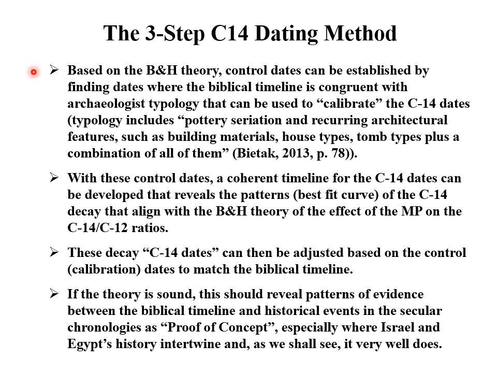Based on the B&H theory, control dates can be established by finding dates where the biblical timeline is congruent with the archaeologist's typology that can be used to calibrate the C14 dates. Typology includes pottery seriations and recurrent architectural features such as building materials, house types, tomb types, plus a combination of all of them. This is BTEC 2013, page 78. He was the archaeologist over Avaris, or Goshen, where the children of Israel were enslaved, right there at the delta of Egypt.